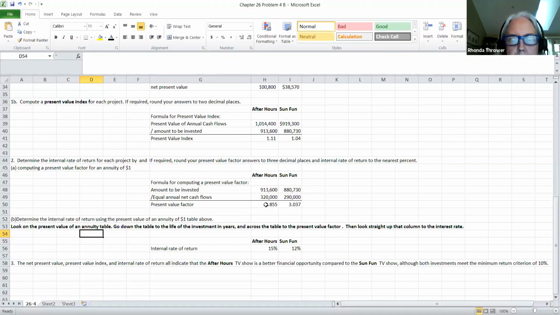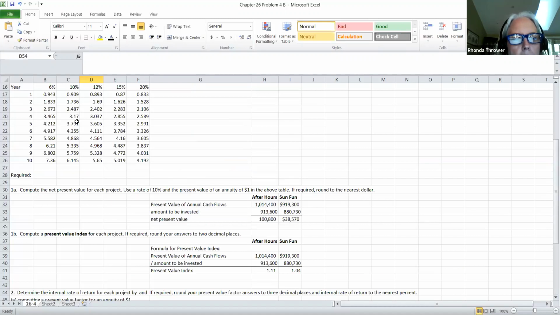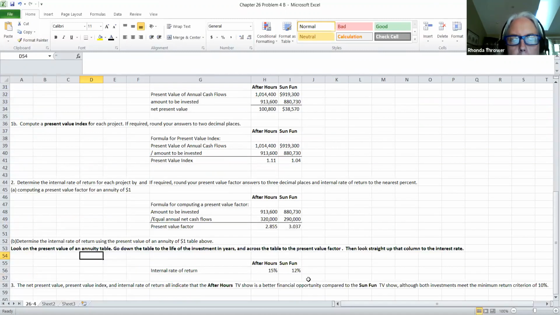So for Sun Fund, we're going to go down 4 years on the table, and we're going to look for this table value amount of 3.037. So we're going to get as close as we can to that. Right here it is. And you scroll up to the top and you can see that it's bringing a 12% internal rate of return. So the best choice between these two is going to be After Hours, because in each one of these situations, After Hours outperformed Sun Fund.